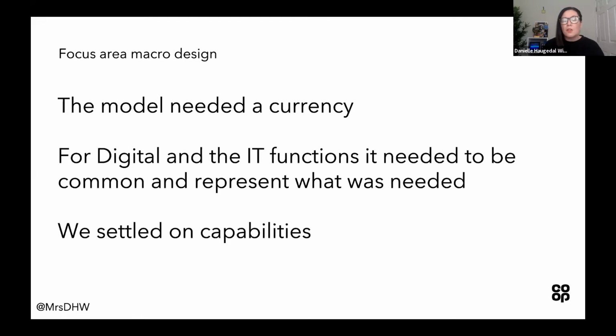But this model needed a currency, much like you see with Wardley mapping. It's a topic that people agonise over quite a lot. Like, what currency do we use on the Wardley map?